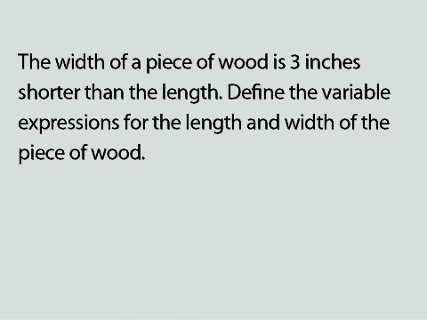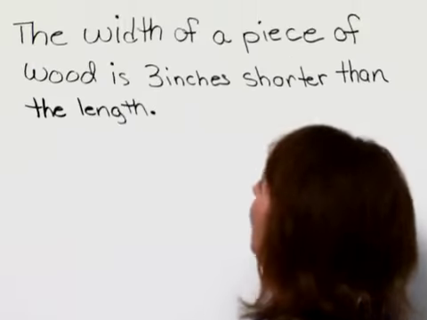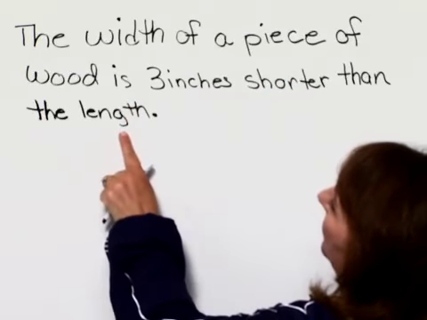The width of a piece of wood is 3 inches shorter than the length. Define the variable expressions for the length and the width of the piece of wood. Now let's look at our problem carefully. We have the width of a piece of wood is 3 inches shorter than the length.